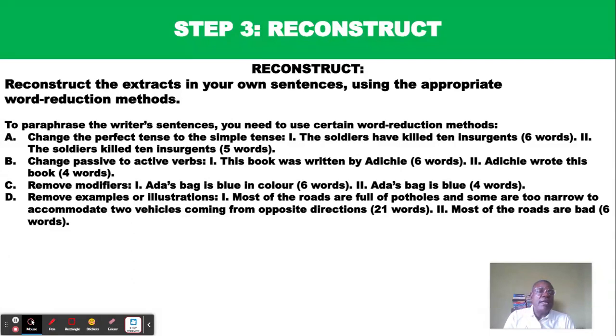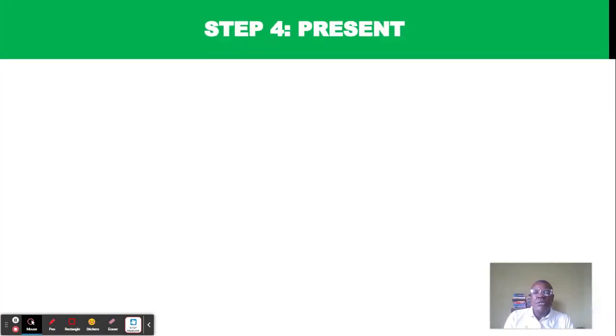That's just the idea being conveyed there. So a lot of unnecessary words. If you subtract 6 words from 21, you have 15 unnecessary words that you need to remove. Okay? And that is how to reconstruct.